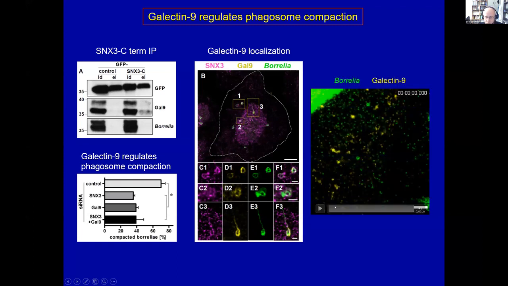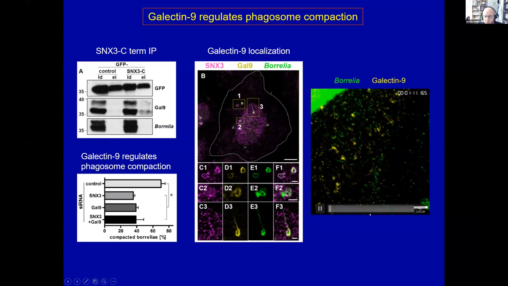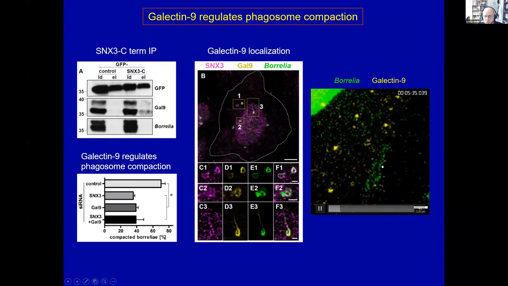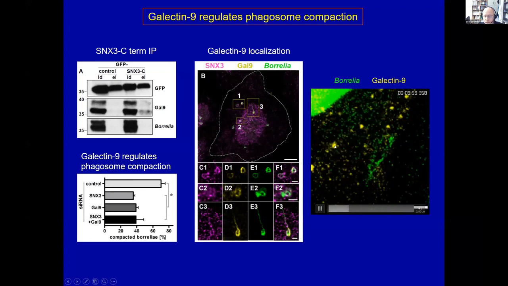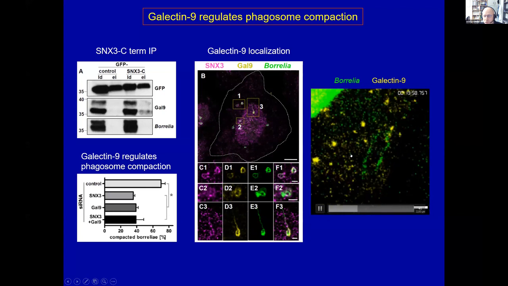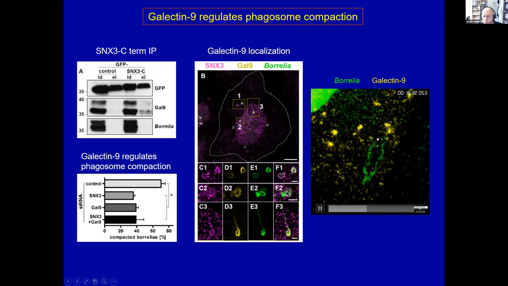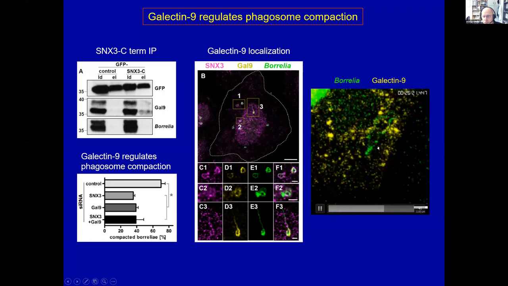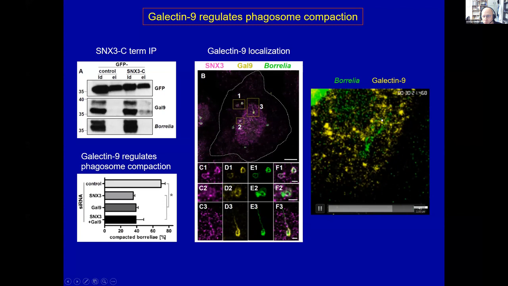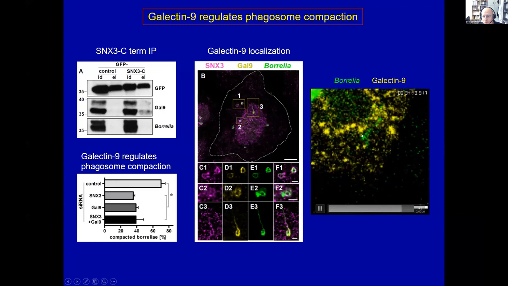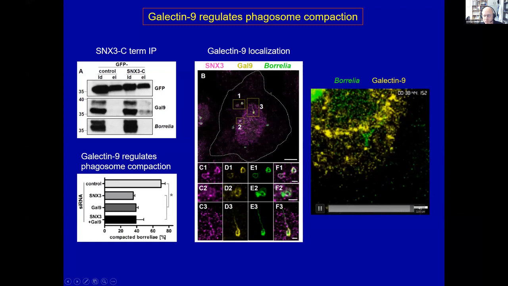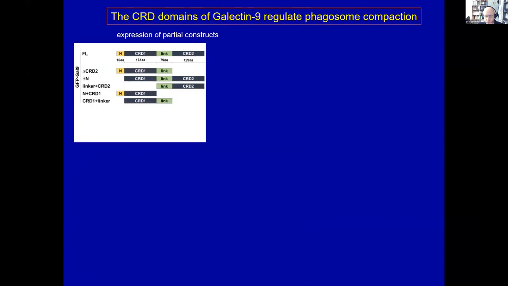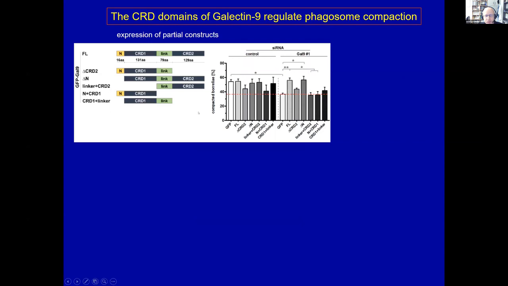And this is what it looks like dynamically. The Borrelia turns up in green, and the Galectin-9 here is actually present in the form of these vesicles, and you see that at a very later stage, the Galectin-9 vesicles really are recruited to the Borrelia containing phagosomes, and then they actually also enwrap these phagosomes. This is just for the specialists.